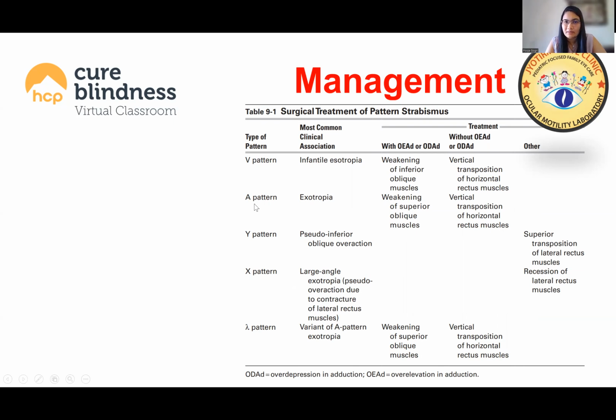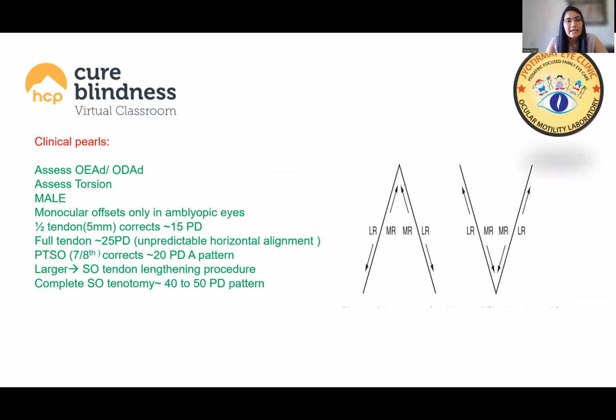Similarly, if you have an A pattern, if there is associated over depression in adduction, then you will weaken the superior oblique muscles. But if there is no over depression in adduction, then you will only decide to transpose the horizontal recti vertically. Now, when you decide on transposing these horizontal recti vertically, we are actually trying to alter the vector forces and the path of the muscle where the action is happening so that we reduce the pattern strabismus.